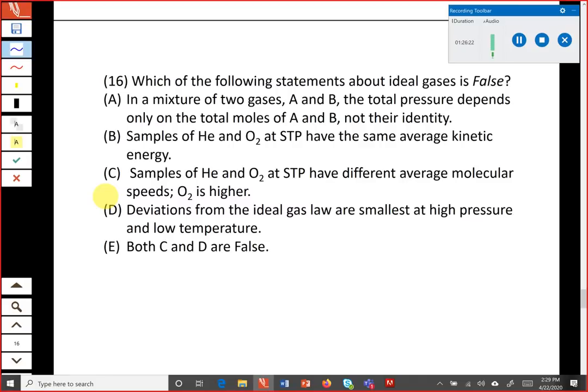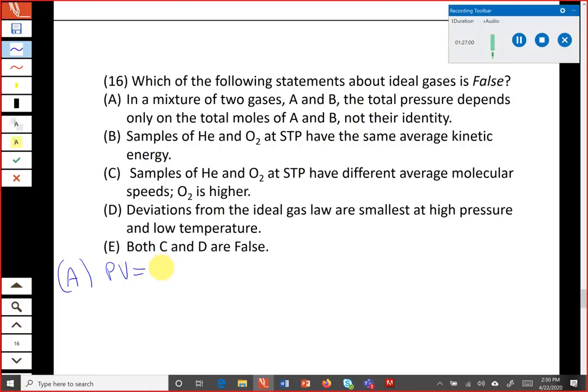On to number 16. We want to know which of the following statements about ideal gases is false. This is a combination of ideal gas concepts as well as kinetic molecular theory, which relates to kinetic energy and temperature. For choice A, we're looking for the false statement: in a mixture of two gases, A and B, the total pressure depends only on the total moles of A and B, not their identity. This is related to number 14, where we had a mixture of gases.